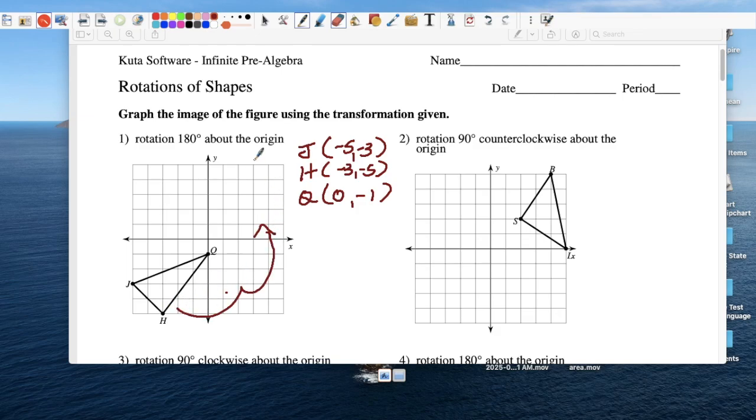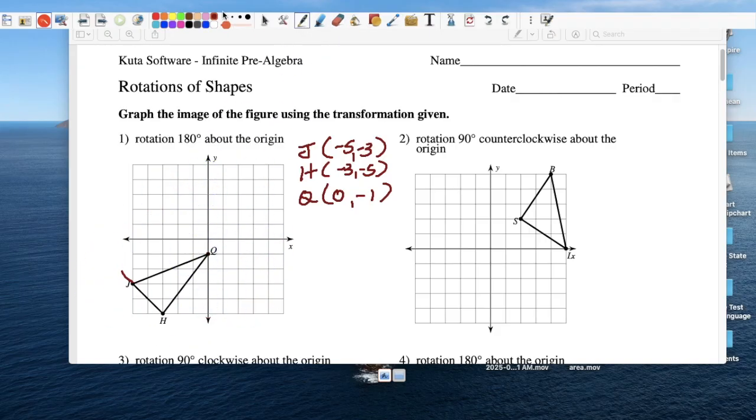So point H is going to be in quadrant 1. Point J, 1, 2, is also in quadrant 1. And point Q is going to travel from this axis to this axis, and then from this axis to this axis. Okay, let's start doing it.